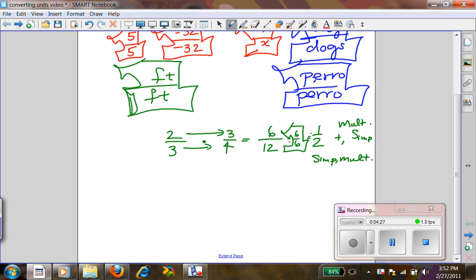Now, if I do that the other way, remember, we already know the answer. It's 1/2. Now, in this case, I'm going to simplify first, then multiply. So let's take 2/3 times 3/4.